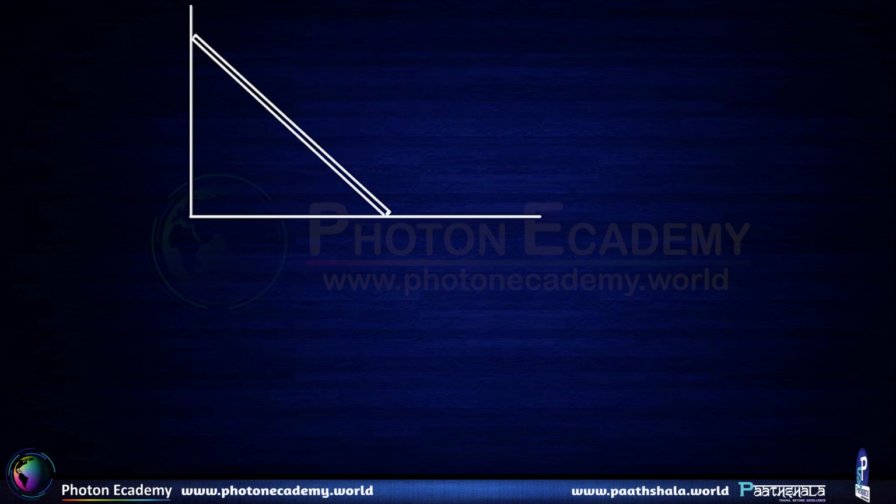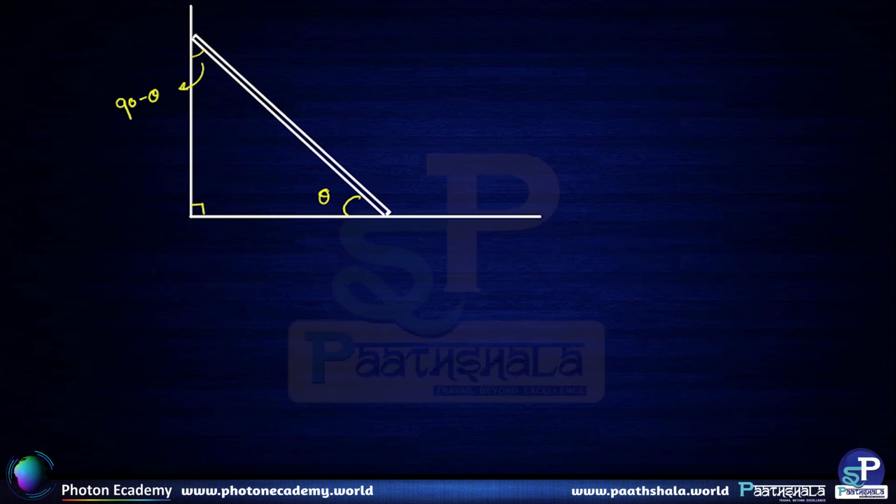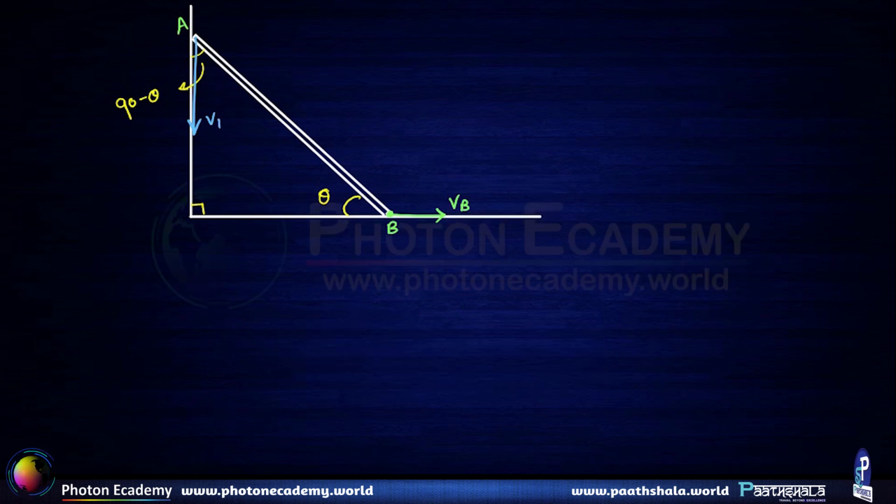So let us look at this particular rod. This rod is making an angle theta and this angle is 90 degrees, so this angle happens to be equal to 90 minus theta. Let us say this end of the rod, B, is moving rightward with velocity Vb, and this end, A, is moving downward with velocity Va. Now the length of the rod is constant, so the component of Va along the rod is going to be the same as the component of Vb along the rod.